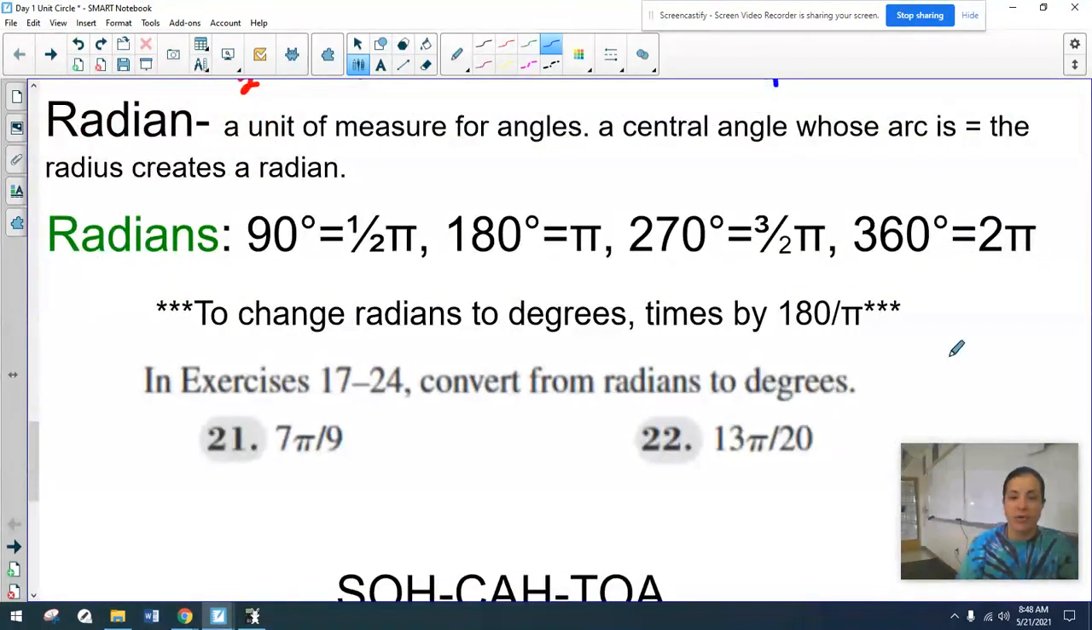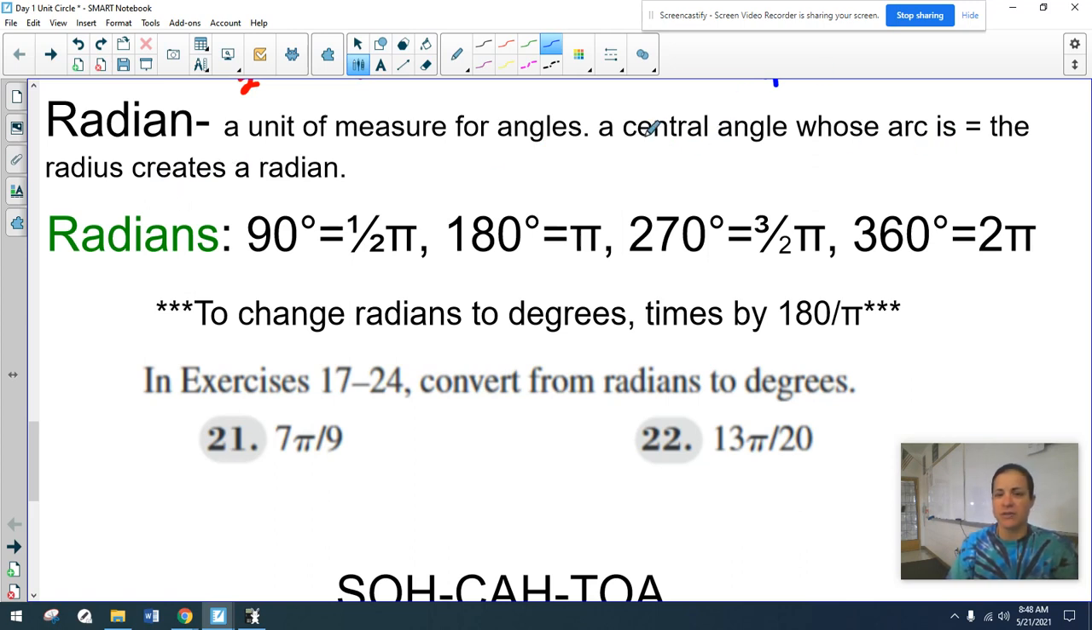Now, the only other thing I put on there is radians. Because you have your degree mode and your radian mode. So a radian is just a unit of measure for angles. It's a different setting on your calculator. It's the difference between degree and radian, so you can change those. The arc is the same as the radius for a radian.